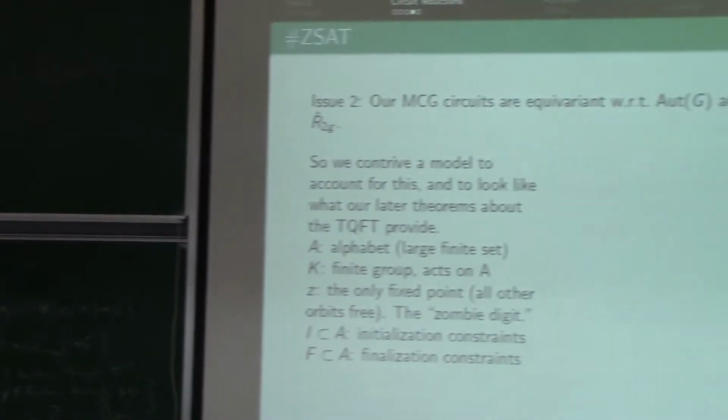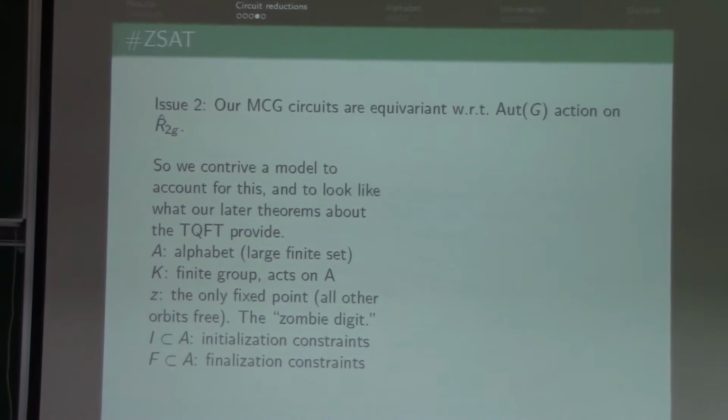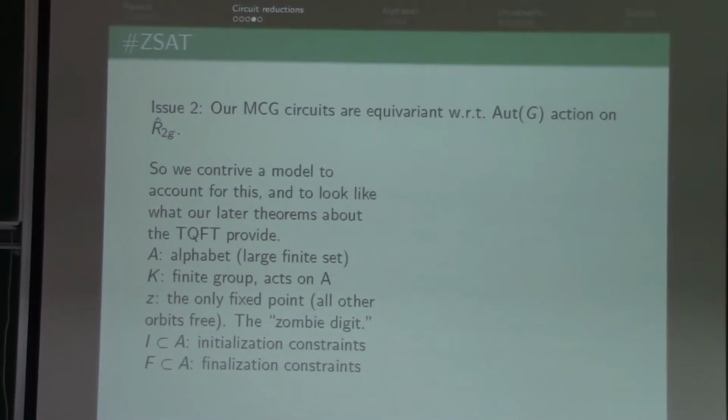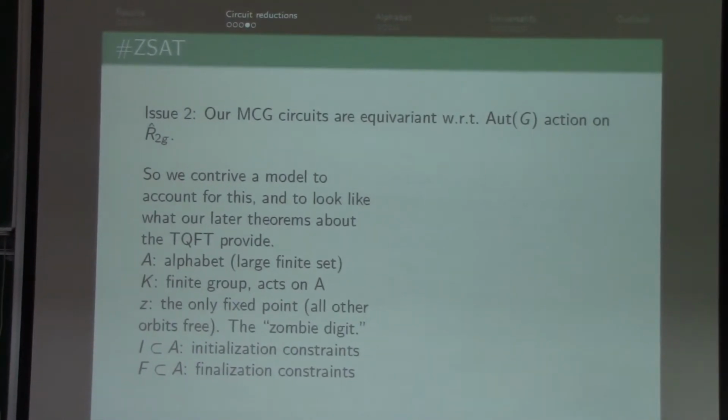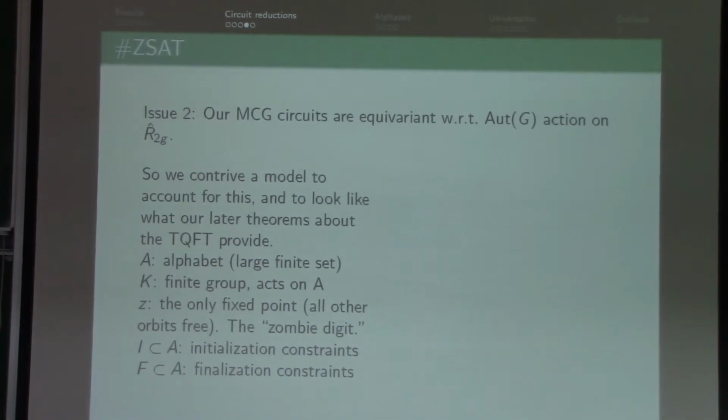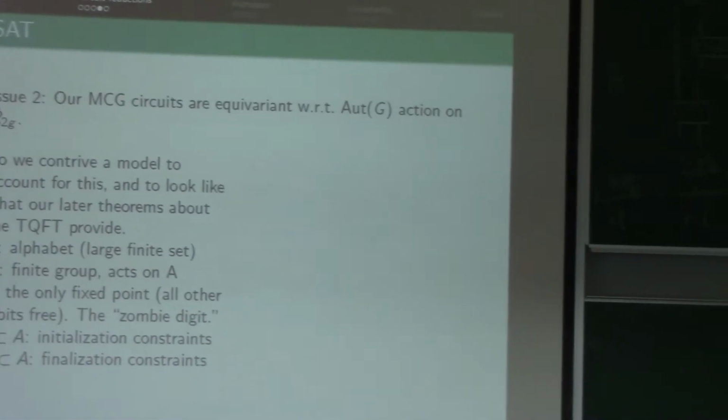So we have to introduce a third circuit model. Well, we don't have to, but it's convenient to. And it's going to require more. Here we had these Boolean variables, but now we're going to have to pick a bigger alphabet. And what we want is not just reversible circuits. We want reversible circuits over some alphabet that has a symmetry. And we want those circuits to be equivariant with respect to that symmetry. So that's what this Z set is. Z for zombie.